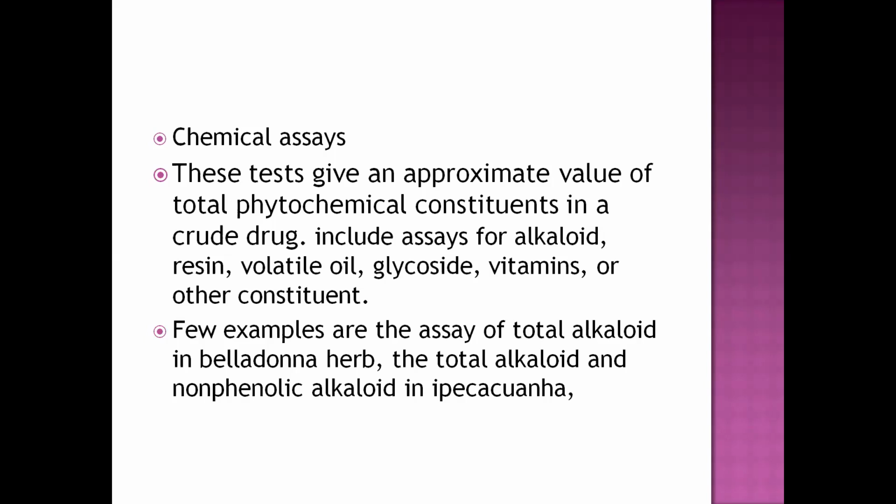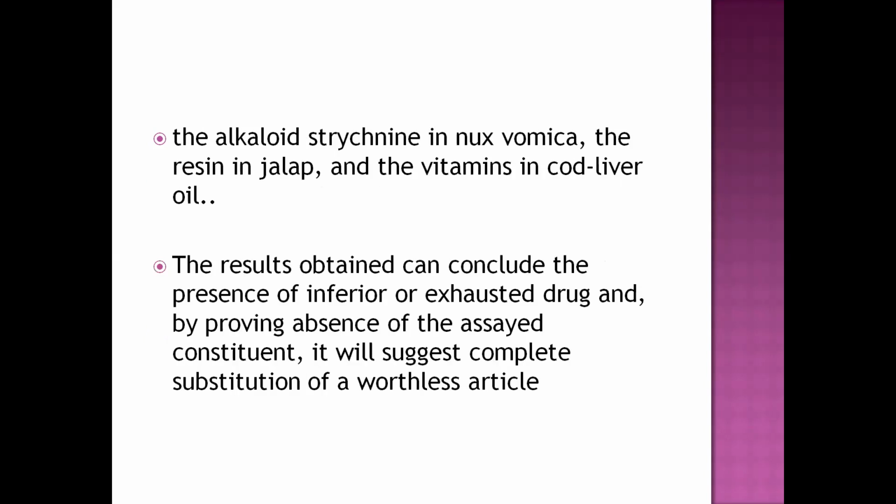Then total alkaloid and non-phenolic alkaloid in ipecacuanha, ipecac, it is an emetic drug. Then the alkaloid strychnine in Nux vomica. Nux vomica is Strychnos nux-vomica, Loganiaceae family. You have to determine the alkaloid strychnine. कितना strychnine present है Nux vomica में? Strychnine is the main active basic constituent in Nux vomica. Then resin in the jalap and the vitamins in cod liver oil.